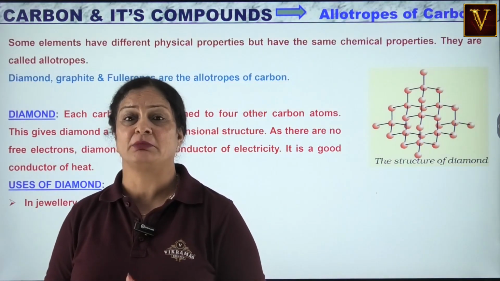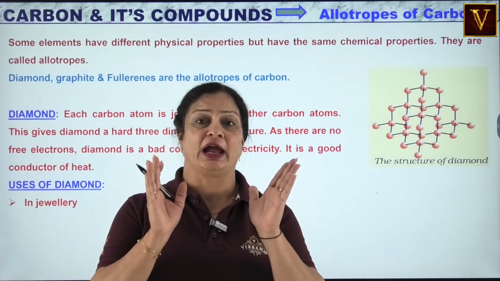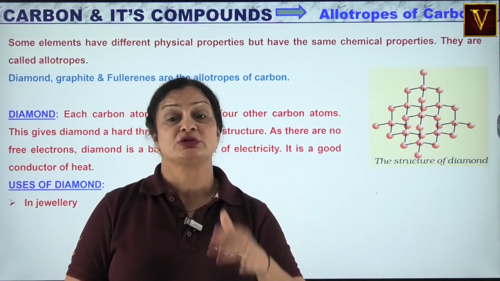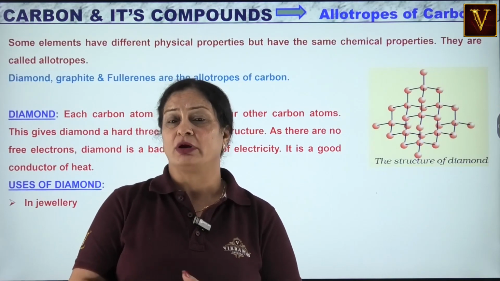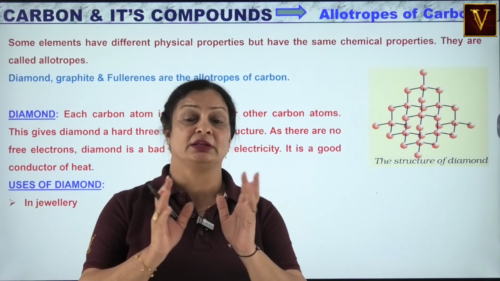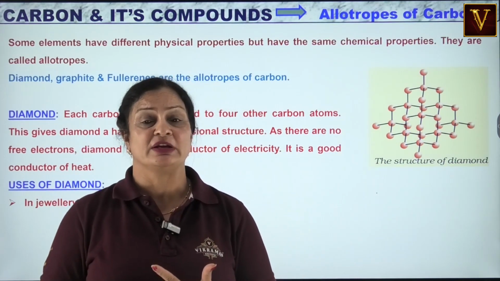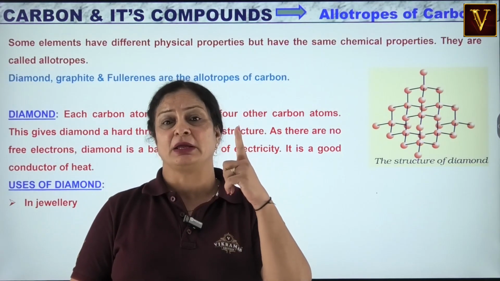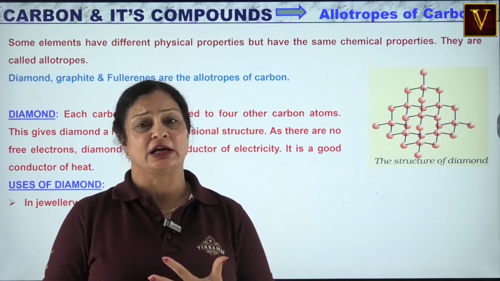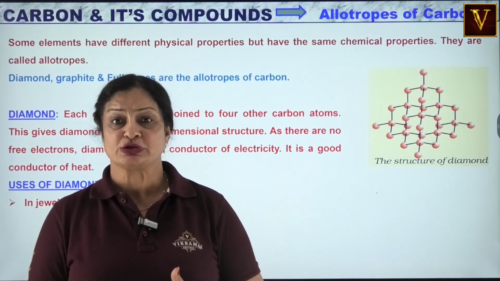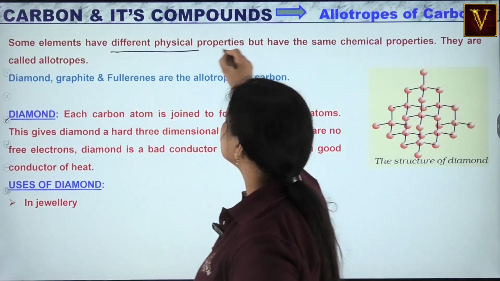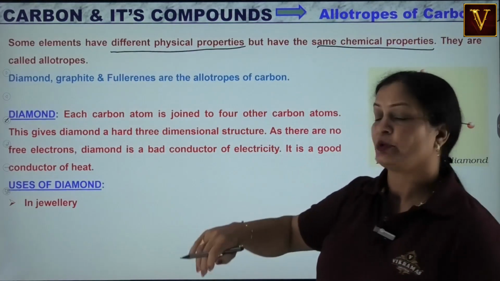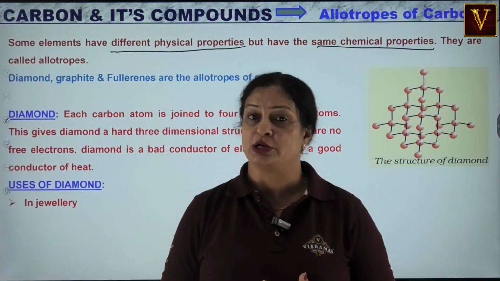What do you mean by same chemical properties? If the element shows the same chemical equations, that is known as chemical properties, but their appearance is known as physical properties. The elements which have same chemical properties but different physical properties are known as allotropes.